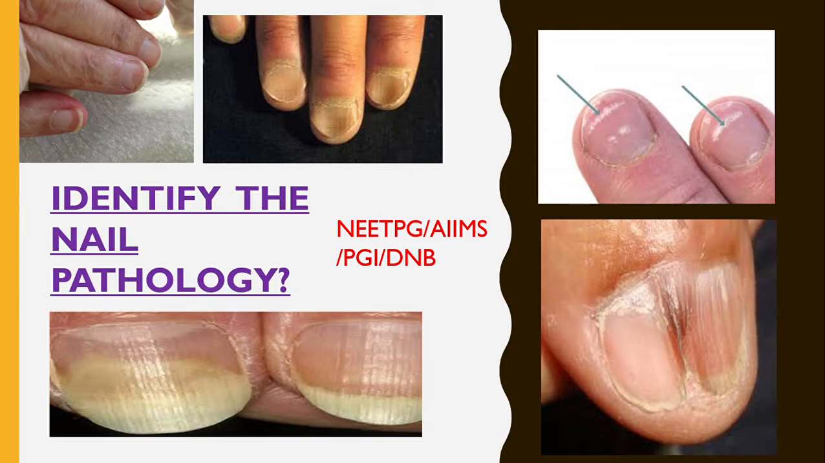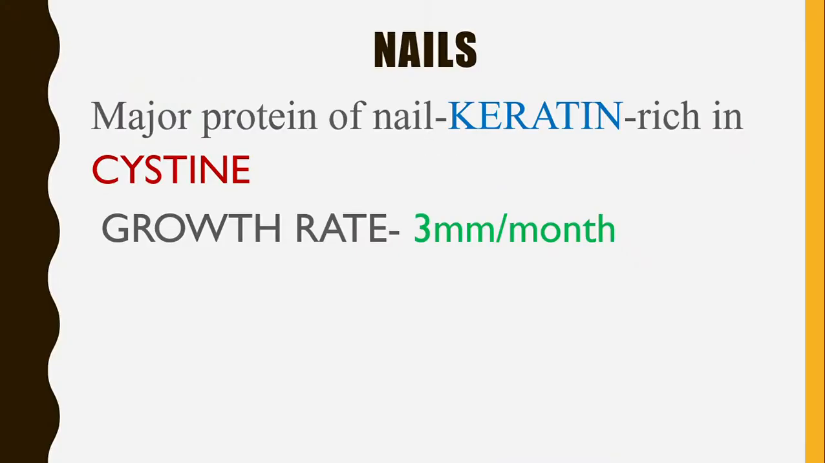Hello everyone. In this video we will learn how to identify the nail pathologies when images are given in the exams. These are important for NEET PG, AIIMS PG and DNB. Now let's see. Nails have a major protein called keratin, which is rich in cystine. It has a growth rate of about 3 mm per month.